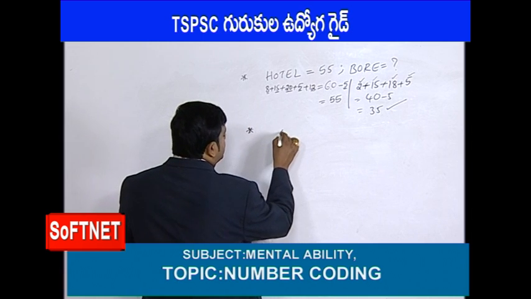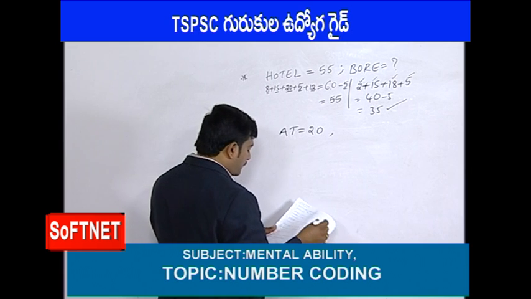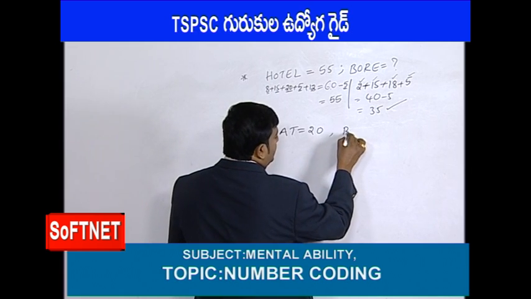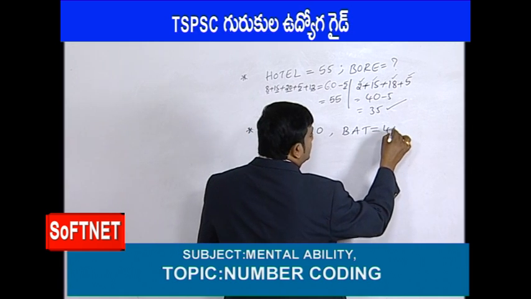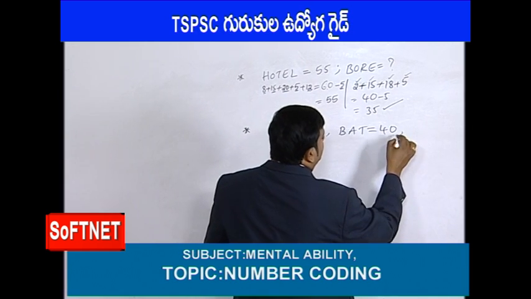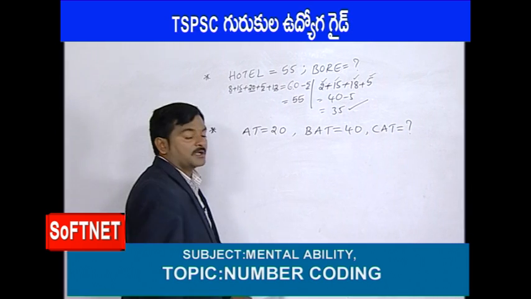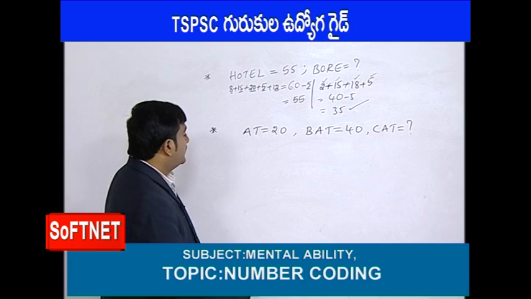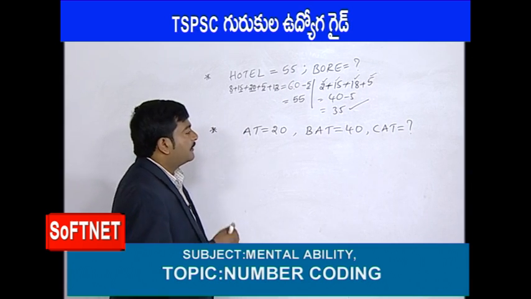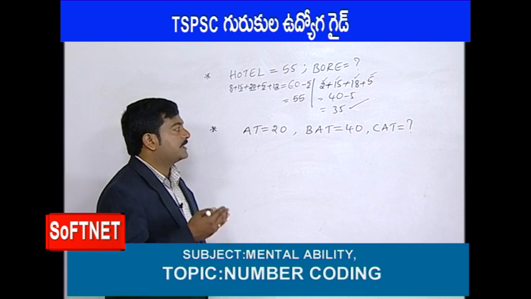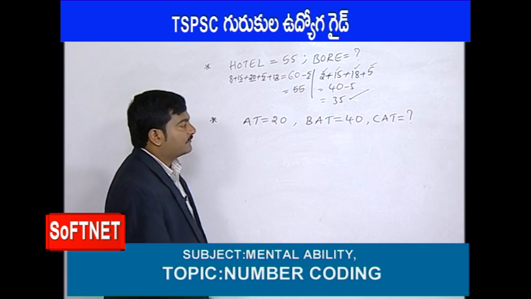Let's say in a certain code language, AT, at, is 20. In the same language BAT, bat, means 40. Then what is the code for the given word cat? I repeat the complete question once again. In a certain code language, at means 20, bat means 40. Then he asked to find the code for the given word cat.